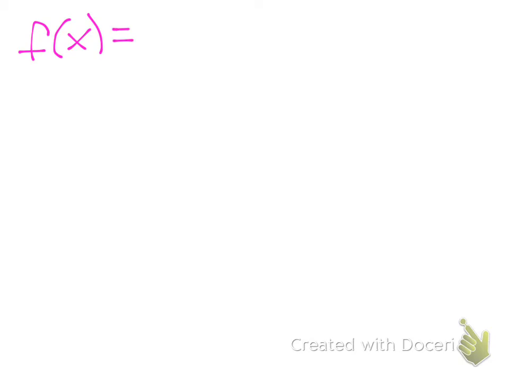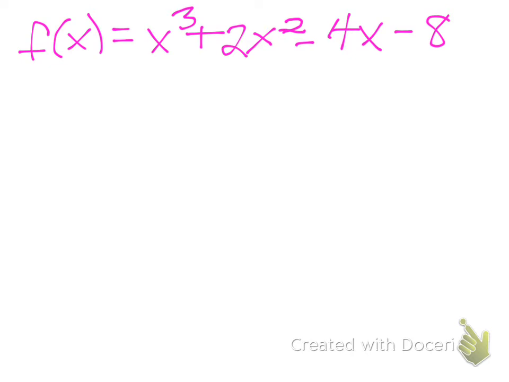So, in the first example, f of x equals x cubed plus 2x squared. I'm having technical difficulties. That should be a squared. Minus 4x minus 8. Alright, so I am wanting you to divide this by x minus 2. So I'm going to go ahead and start off with solving this using synthetic division first.